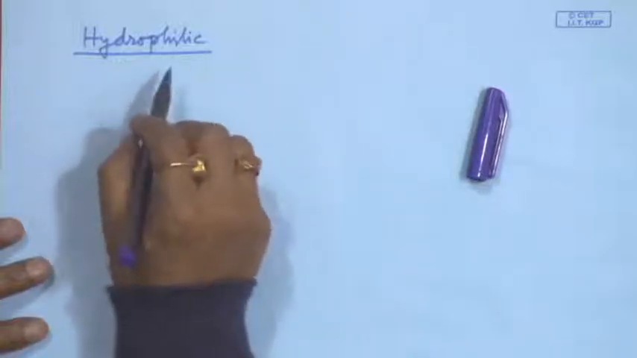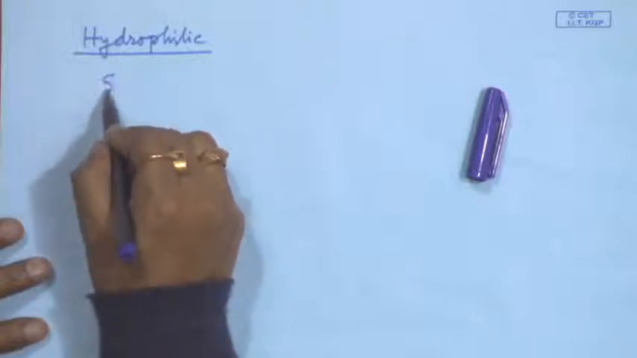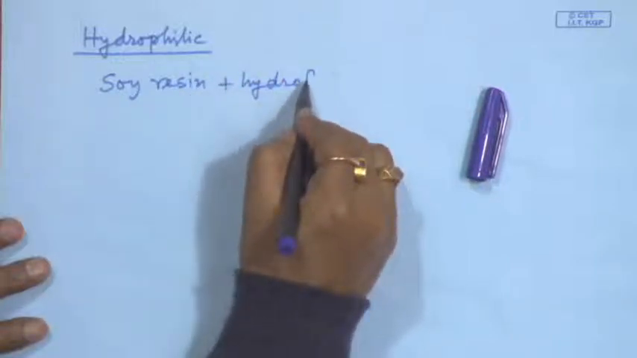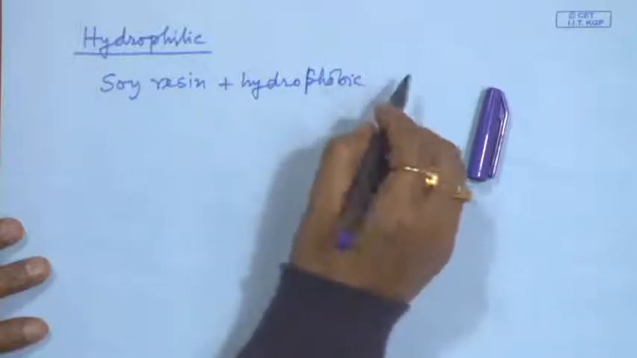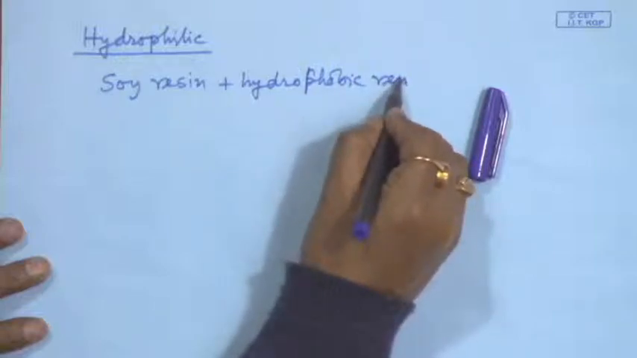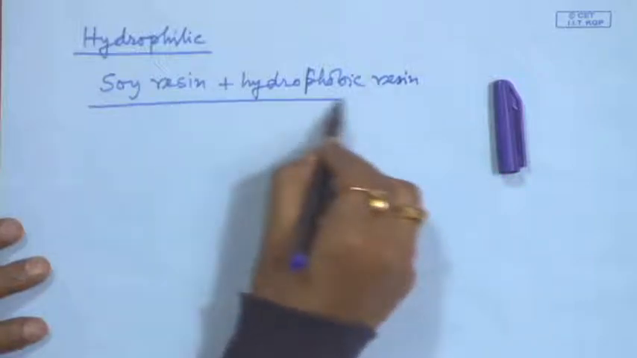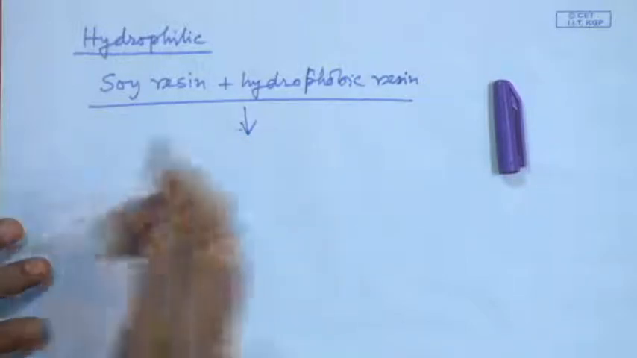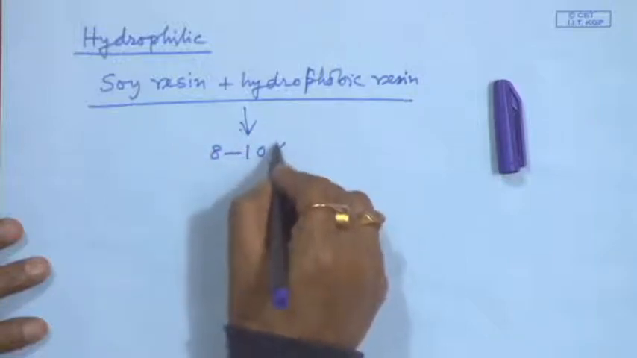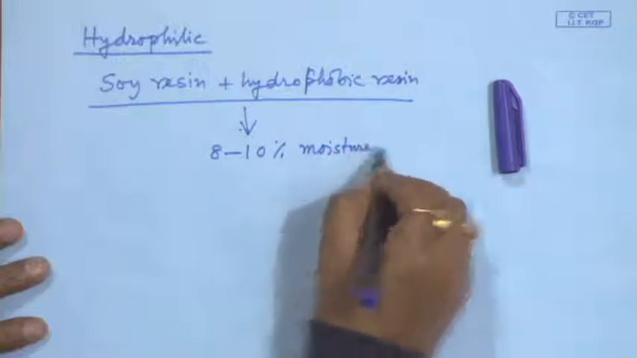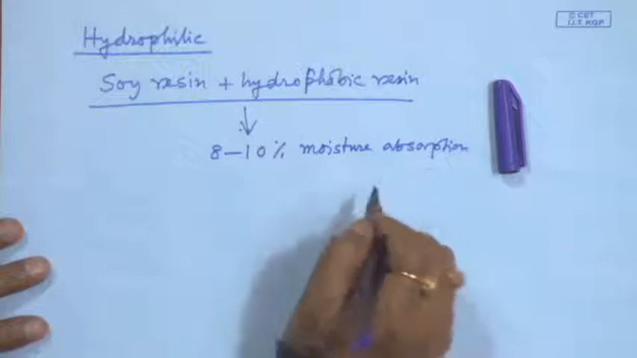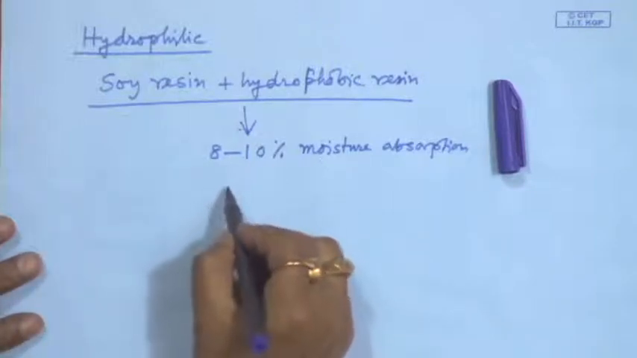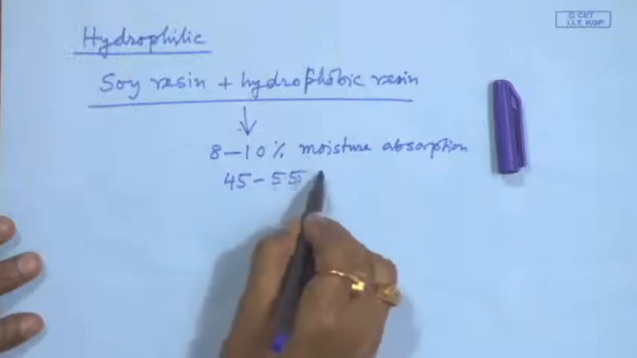So, in order to have a compromise, we have also developed composite by mixing soy resin with some hydrophobic resin in certain proportion, so that we could achieve moisture absorption up to 8 to 10% moisture absorption. And tensile strength of that composite ranging between 45 to 55 megapascal.